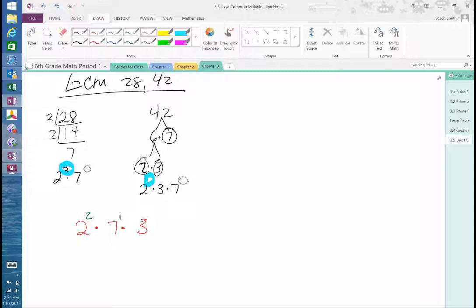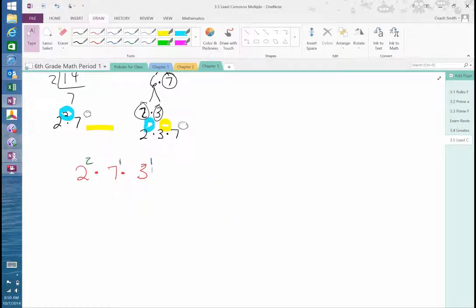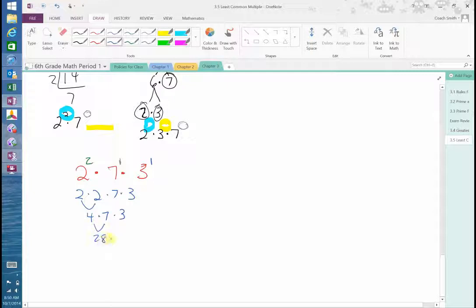Okay, then we have 3 to the first and no 3. So what's the highest power? 1. So I take it one time. Okay, now we multiply it out. 2 times 2 times 7 times 3. 2 times 2 is 4, times 7 times 3. 4 times 7 is 28, times 3. 28 times 3 would be what?